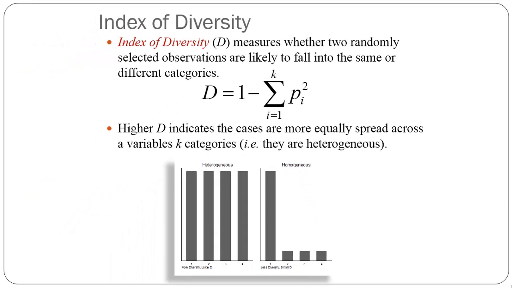On the graphic at the bottom, you can see on the left I have perfect heterogeneity. I have 4 categories, and there my diversity is large, and therefore my value of D is large. On the right-hand side, I have less diversity because most of the cases, the greatest proportion of cases, are piled up in the first category and very few in the remaining 3 categories. So there's a great deal of homogeneity, and I would calculate a small value of the diversity index.